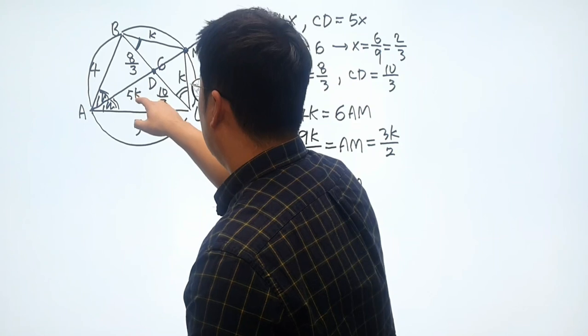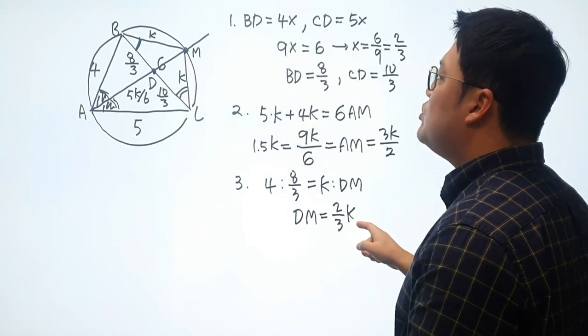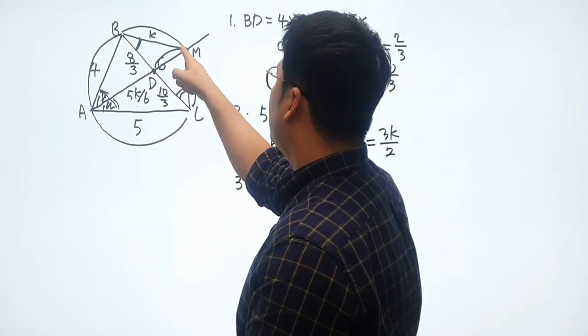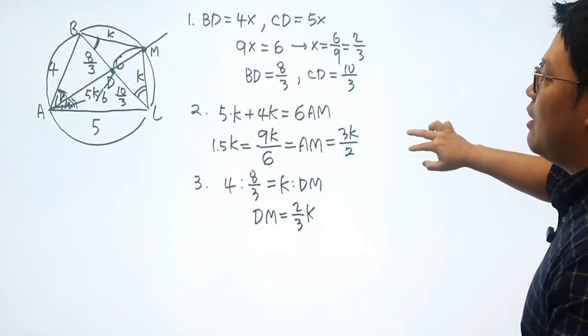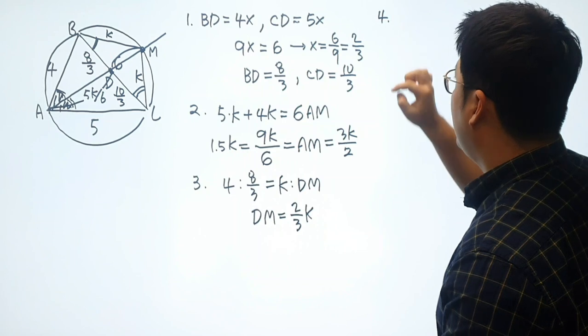So 5K over 6, and I got 2K over 6. So 2K over 6 and 5K over 6. All right, so here we go. Let's just try to apply power of a point.